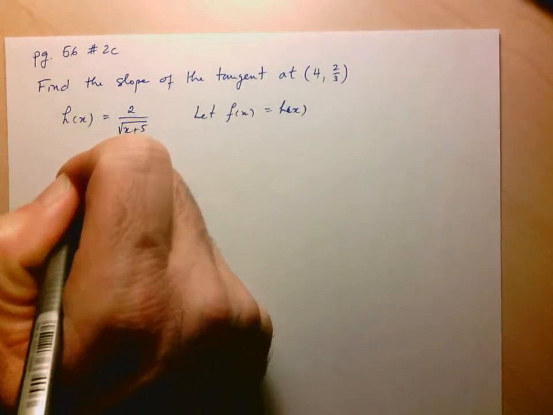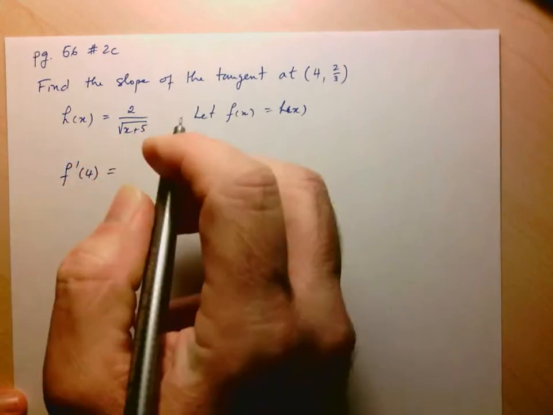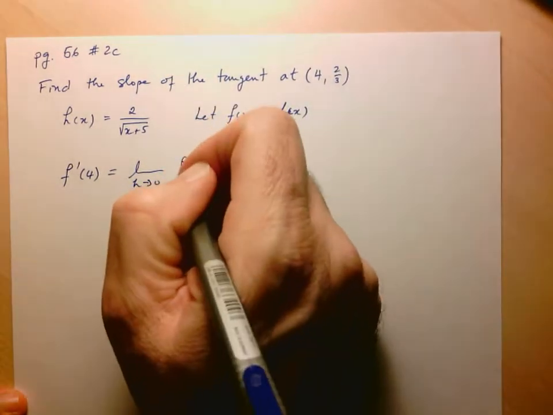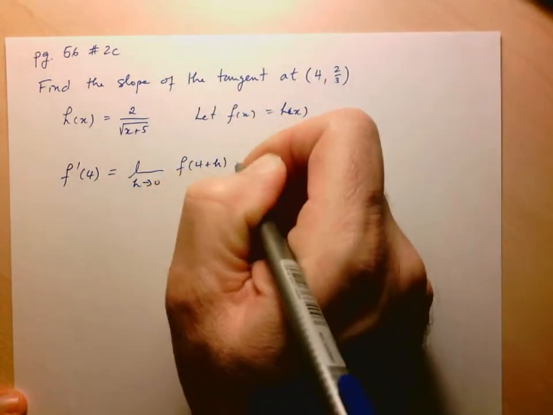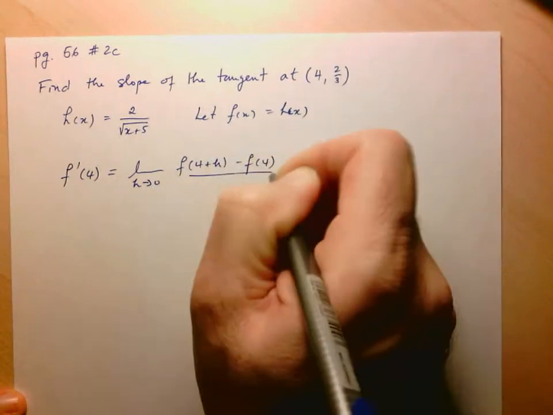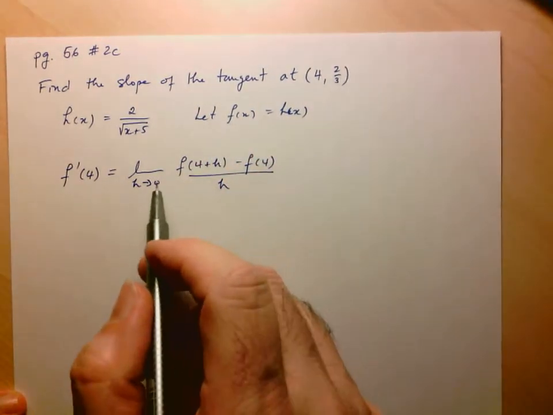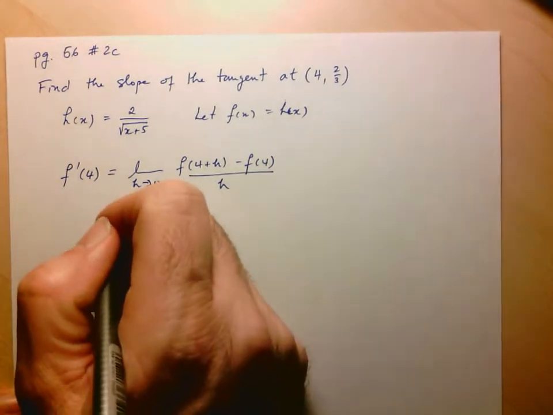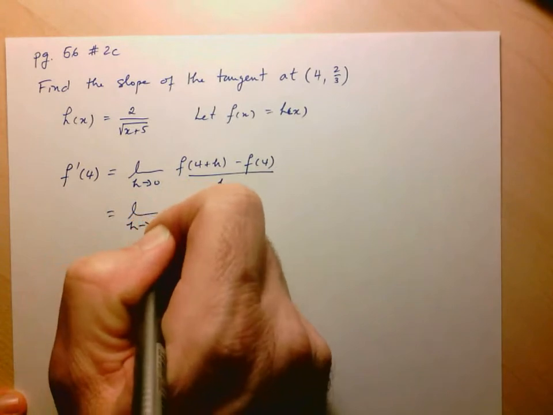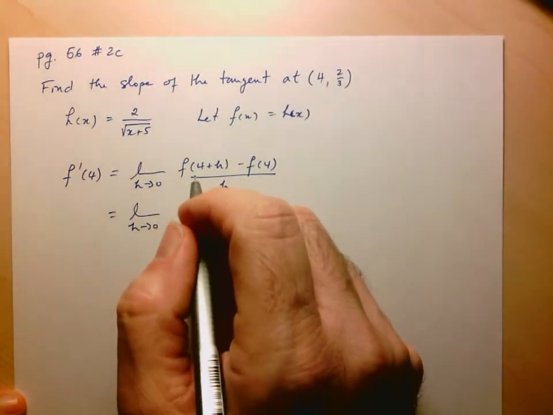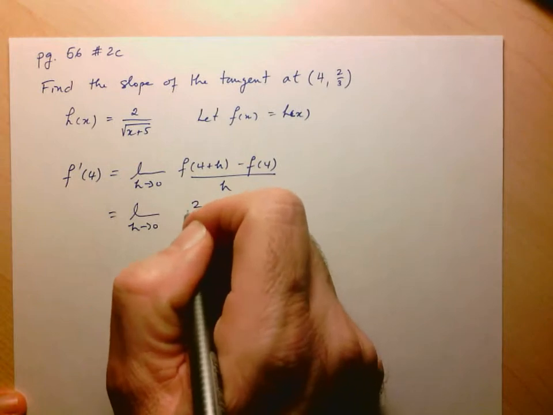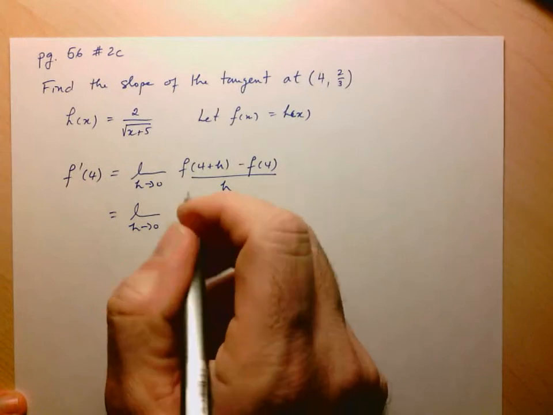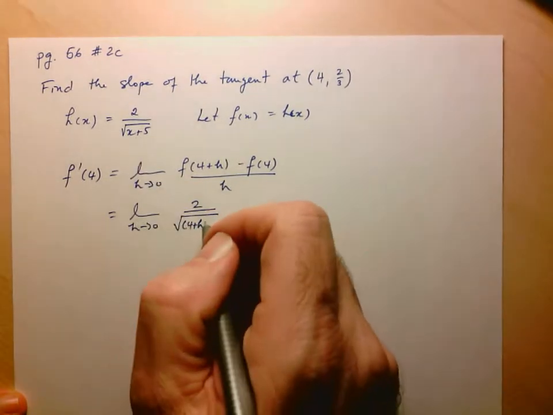So what I'm looking for is f prime of 4, and that's defined as the limit as h approaches 0 of f of 4 plus h minus f of 4 over h. So this represents the derivative specifically at the value x equals 4. Let me go ahead and do this here. So here we've got 4 plus h into this, so we've got 2 over the square root of 4 plus h. Wherever I see an x, I have to replace that by 4 plus h.